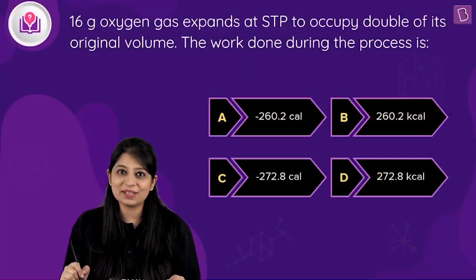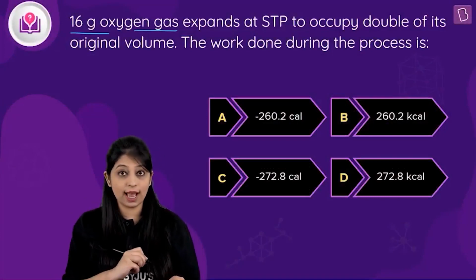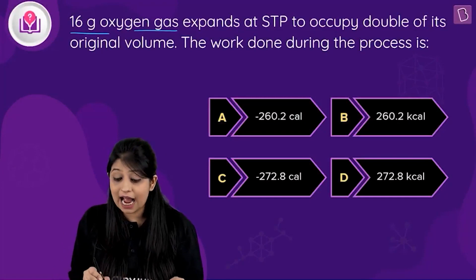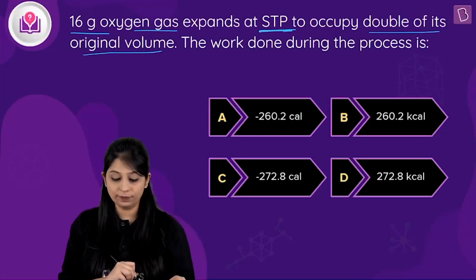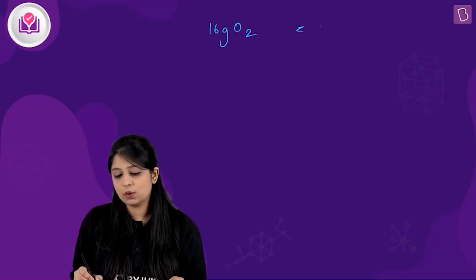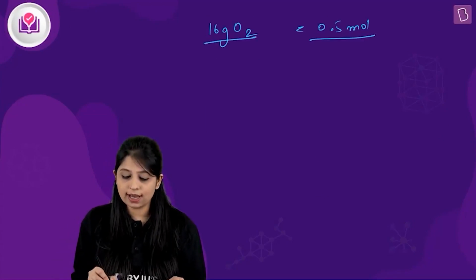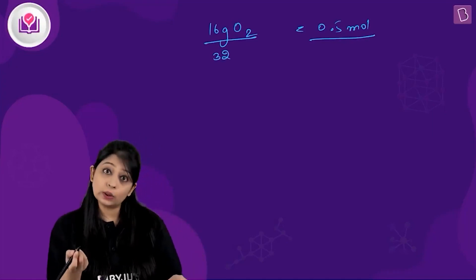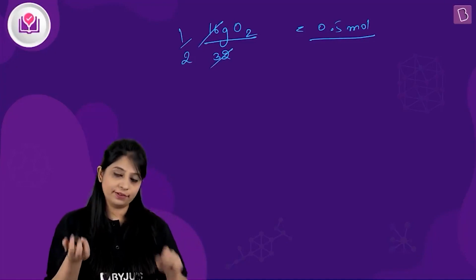Let's have a look at this question. Here we are given 16 grams of oxygen gas, which expands at STP to occupy double of its original volume, and we have to find out the work done. Okay, so what is 16 grams of oxygen? Well, it is 0.5 mole of oxygen. Correct? Why? Well, oxygen has a molar mass of 32 grams per mole. So it cancels out, 1 by 2, which is 0.5, right?